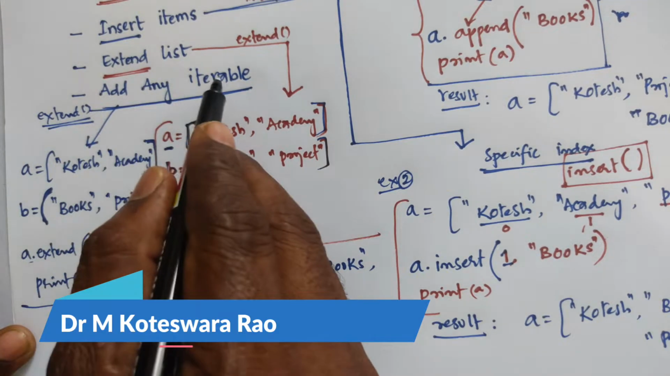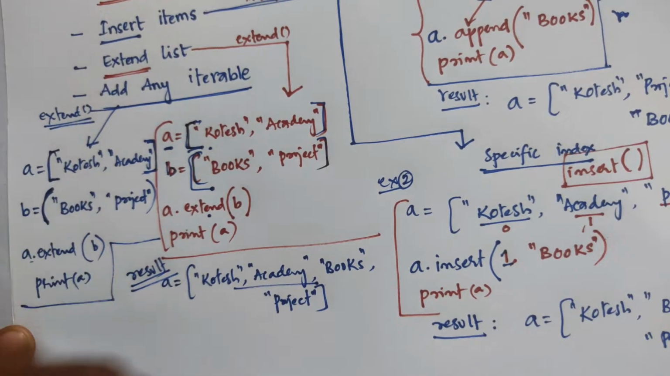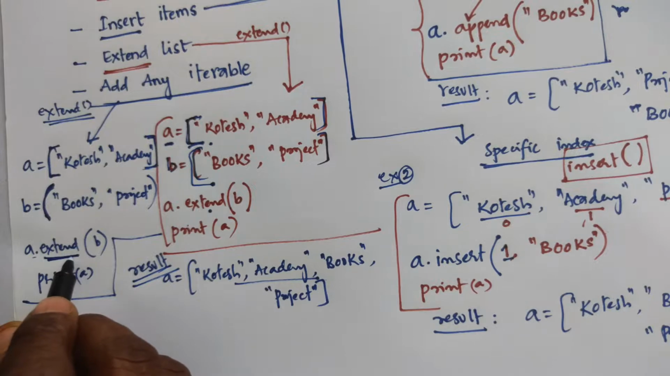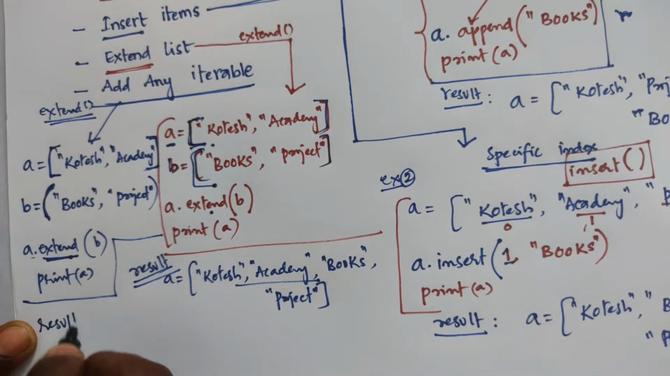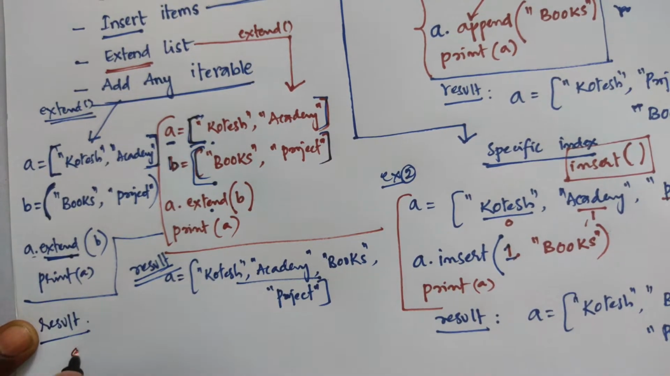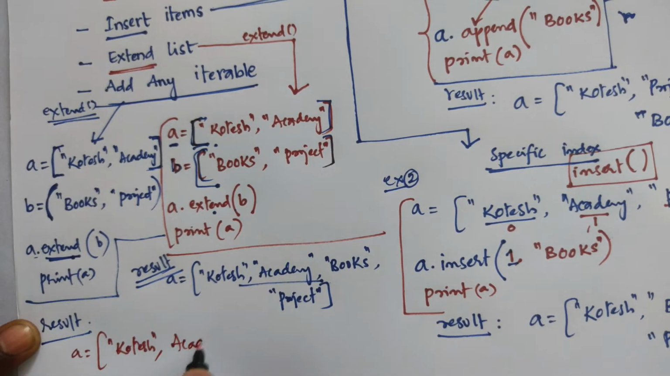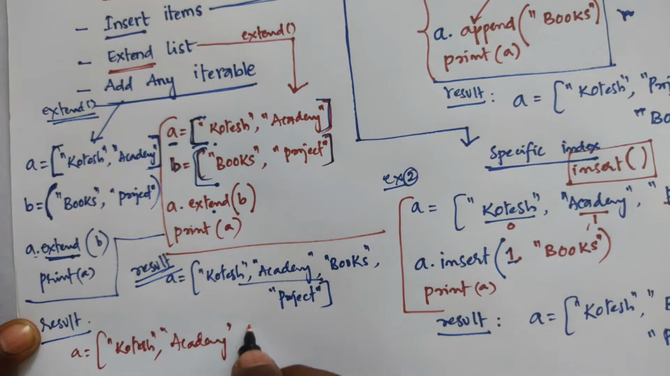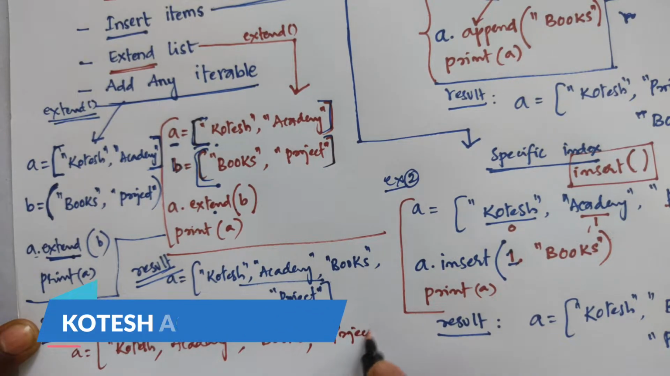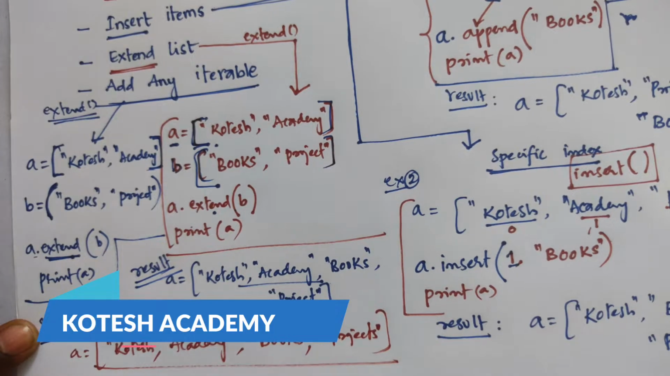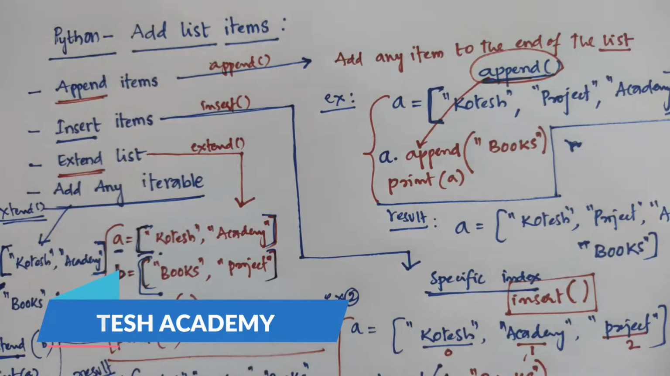But what is meant by adding any iterable? Here A value is a list and B value is a tuple, but whatever it may be, with the help of extend it allows any iterable. That is the meaning of this. Finally, you will get the result, the same for this condition. You will get A, that value is Kotesh Academy, books, as well as project. Finally, you will get this type of result.